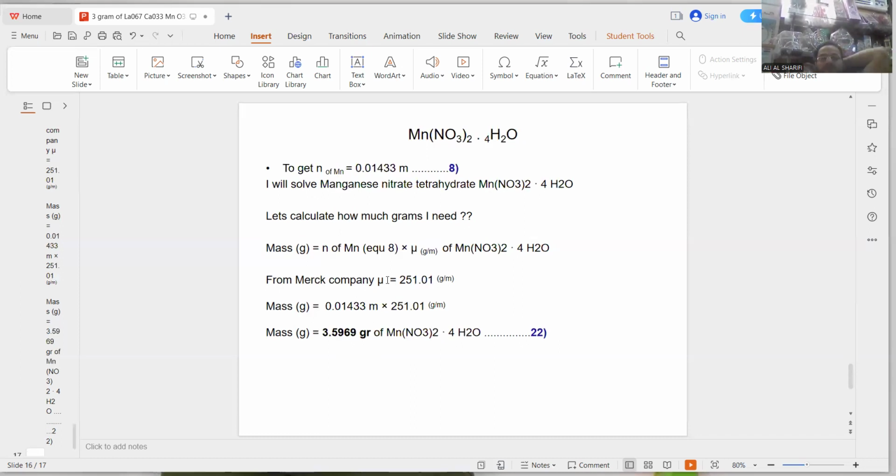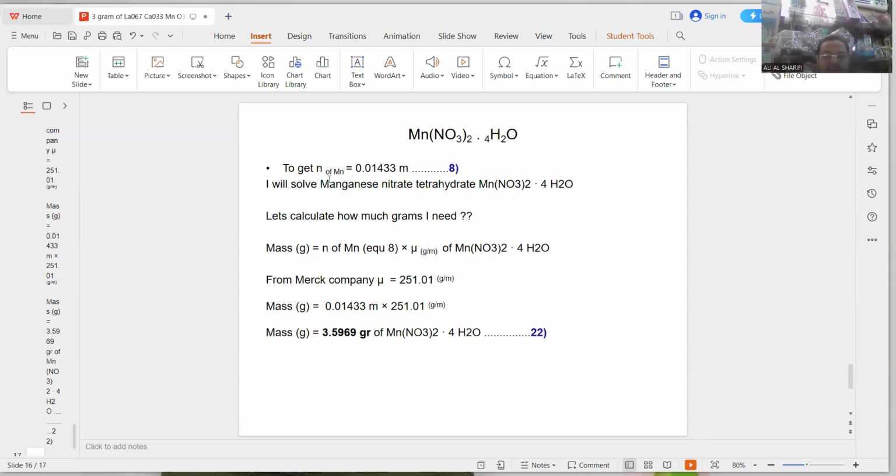The last one, how can I get 0.01433 mole of manganites? I will use this equation, mole number multiplied by the molecular mass of this structure, manganese nitrate tetrahydrate. Here it's 406, be careful. By that, mass equals 3.5969 grams of manganese nitrate tetrahydrate. You can reach 0.01433 mole of manganites.